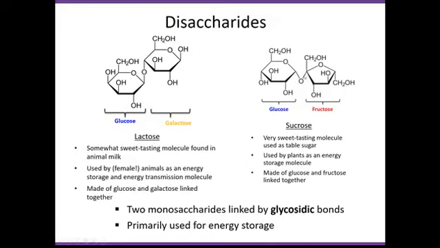That condensation reaction creates a bond between these two, and this bond actually has a special name. There's 2 polar covalent bonds on this side and on this side, and as a whole, both those polar covalent bonds are called a glycosidic bond. So there's a glycosidic bond between glucose and galactose in lactose. There's a glycosidic bond between glucose and fructose in sucrose.